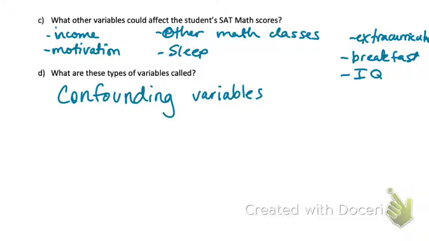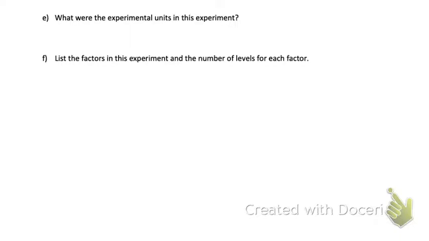I'm not taking into consideration those things whenever I'm assigning people to which class they take. I'm not taking into consideration if they got sleep or not. I'm not looking at that. Those are confounding variables. They can mess up our data. Yeah. All right.